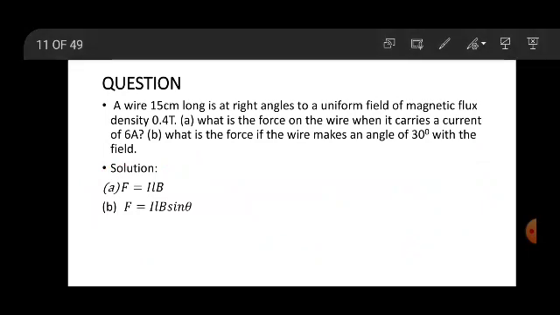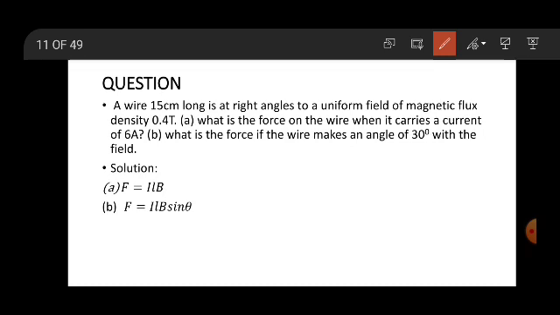Now, this is another question based on this. A wire 15 centimeter long is at right angles to a uniform field of magnetic flux density 0.4 Tesla. What is the force on the wire when it carries a current of 6 amperes? Actually, that question is, A: what is the maximum force. Then B says: what is the force if the wire makes an angle of 30 degrees with the field.